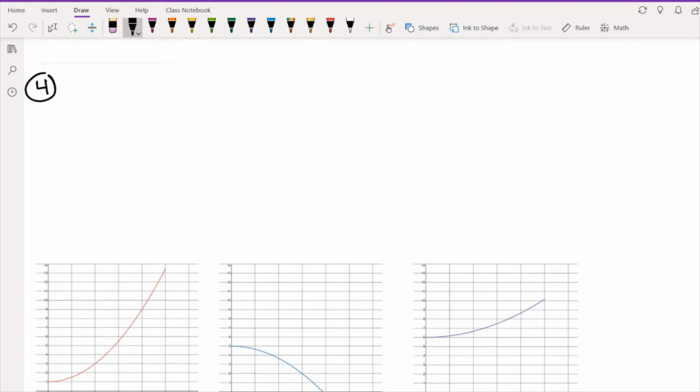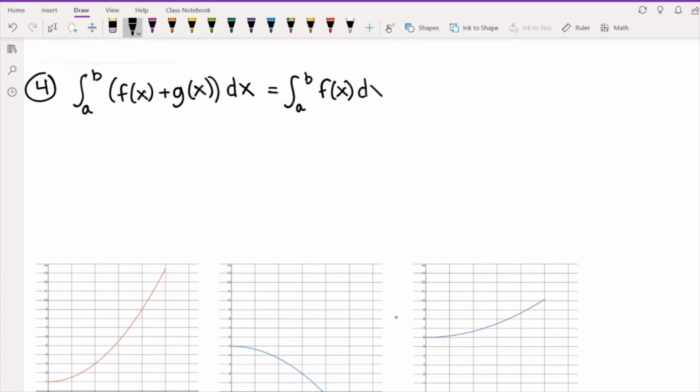But this rule says that if you're taking the integral from a to b of a sum of two functions, so I'll write that as f of x plus g of x, rather than take the integral of the whole quantity, you can actually split it up and take the integral of the first function, and then to that add the integral of the second function. And this is going to be a really important rule. We're going to use this idea quite a bit in this class.